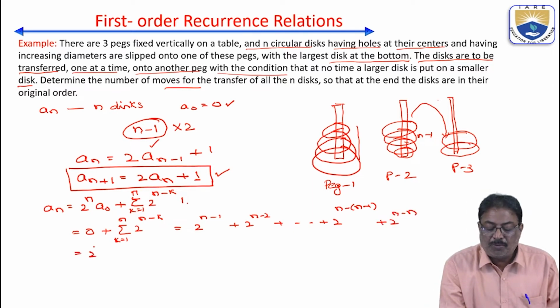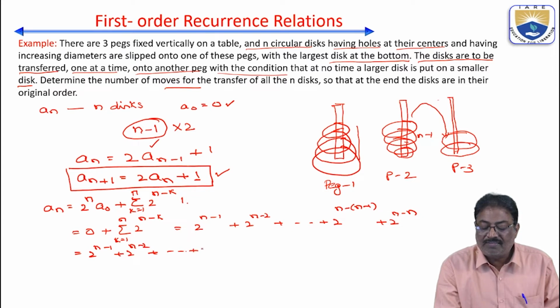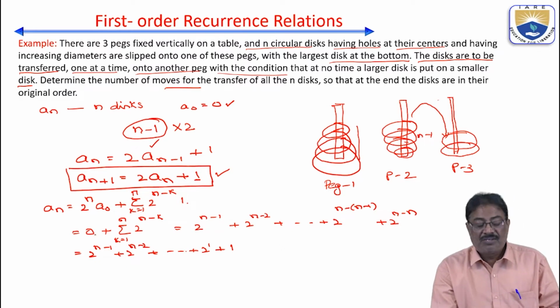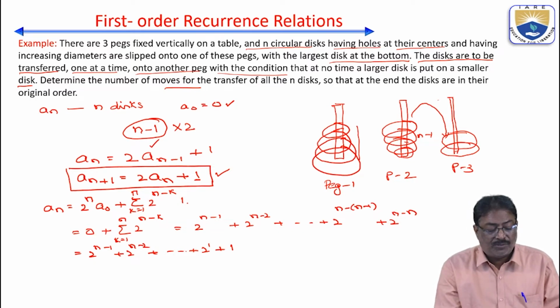Subsequently this is 2 power n minus 1 plus 2 power n minus 2 and so on, up to 2 power 1 plus 2 power 0, which is 1. Now this is in geometric progression with the common ratio 2. So then this we are going to solve.